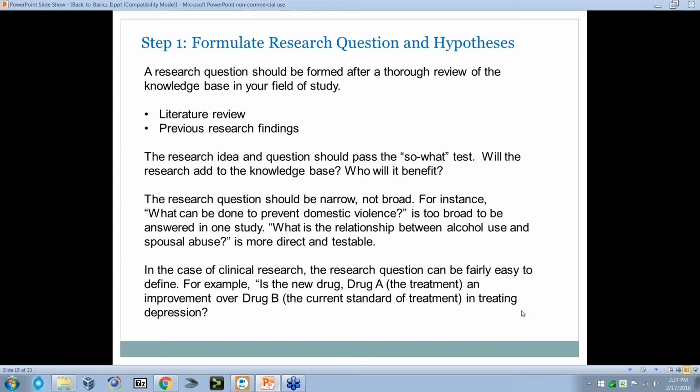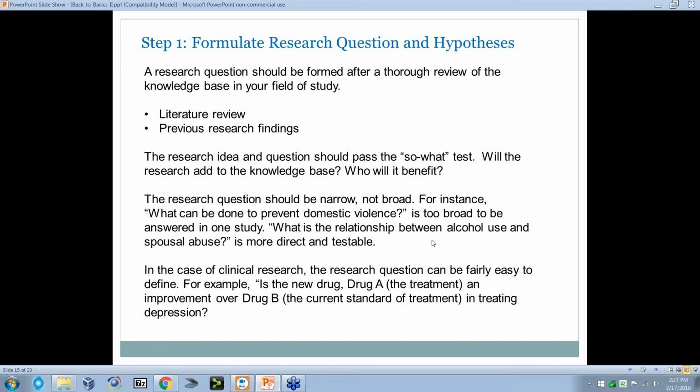The research idea and question should also pass the so what test, which means, will the research add to the knowledge base? Who will it benefit? Why should we care? It has to have meaning to somebody. It has to be useful in some way. Otherwise, there's no real reason to do the research. The research question should be narrow, not broad.